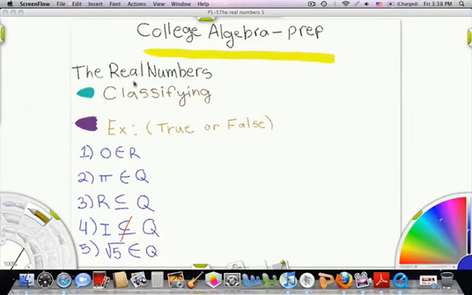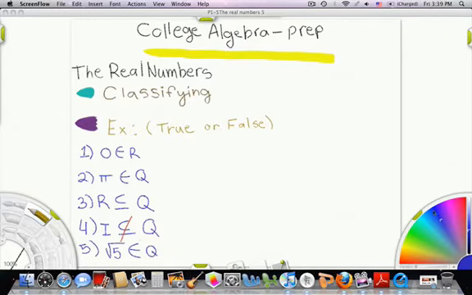And in this video, we're going to continue talking about real numbers and classifying real numbers. So I put together a little exercise, a true or false exercise on member sets. So what this first question is asking is: is 0 in the member set of real numbers?